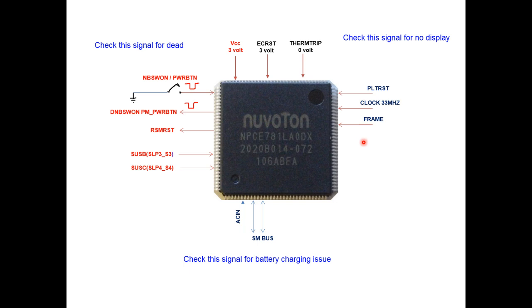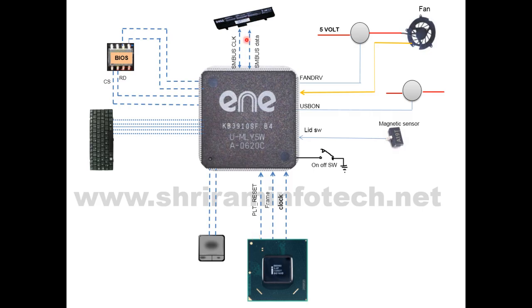The next fault is the battery. If the battery is not charging and the battery is faulty, and suppose you have changed the battery but still the battery is not charging, and all the voltage sections are okay but still the battery is not charging, then you have to check these 3 signals. The first signal is called the AC in signal, that is adapter current in, and this signal comes from the voltage section department. And the next 2 signals are called SM bus, the system management bus. It is communicating with the battery. As you can see in this diagram, it is communicating with the battery.